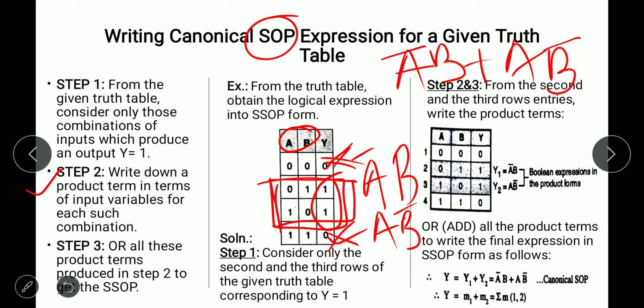Okay, then step 2: write down the product term of the input variables for each such combination. So a bar b: this 0 shows a bar, 1 shows b, and 1 shows a, and 0 shows b bar. So we simply write a bar b plus a b bar. Okay, this is nothing but the SOP form. So we write y is equal to a bar b plus a b bar. Okay, in the next video we will discuss the POS form.